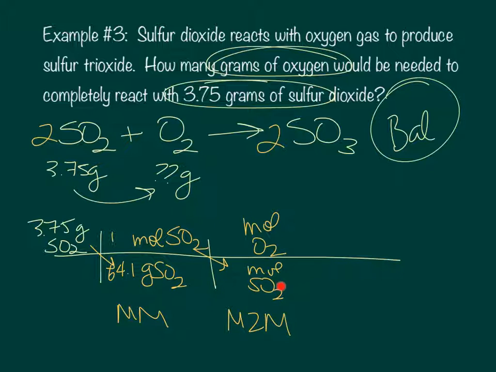That's going to be my mole to mole step. So looking at that equation right there, I've got 2 moles of SO2 reacts with 1 mole of O2. And again, why? Because those are our coefficients from our balanced equation. That's our mole to mole ratio right there.